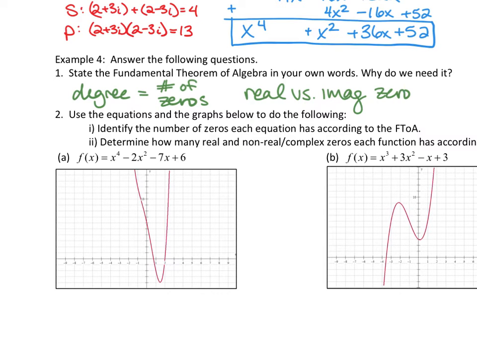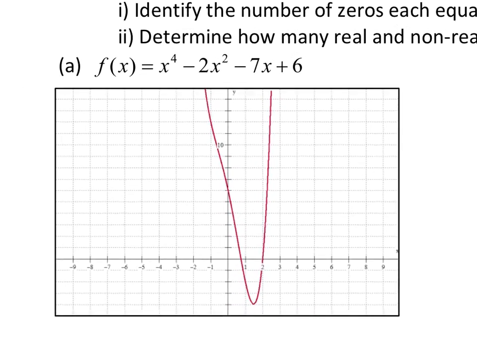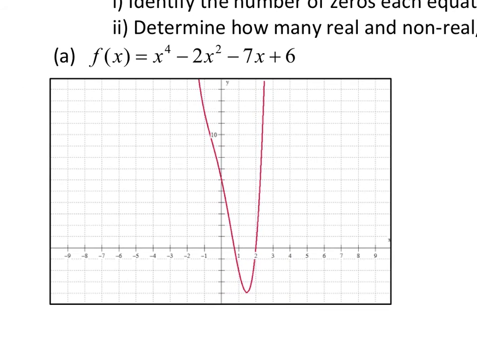So use the equations in the graphs below to identify the number of zeros according to the fundamental theorem of algebra and determine how many real and non-real zeros each function has according to the graph. So let's zoom in here for a second at A.